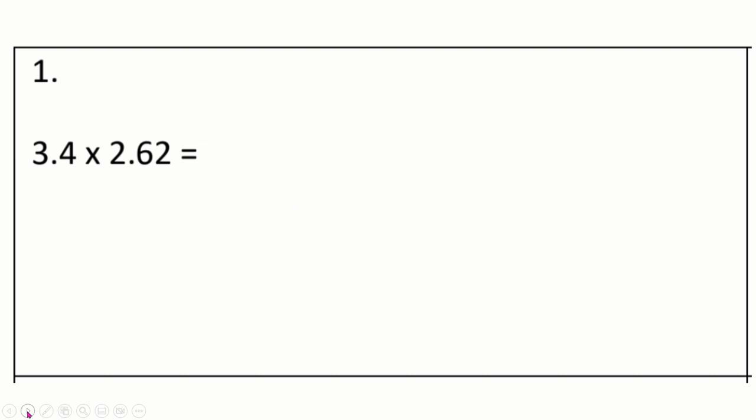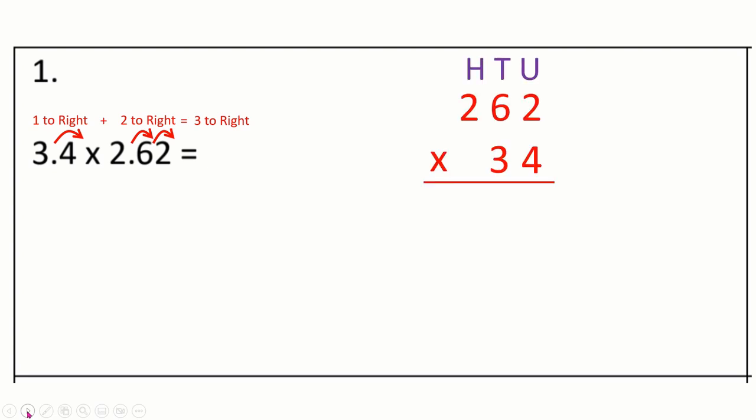Multiplying decimals when you have 3 decimal places. So here we've got 3.4 multiplied by 2.62. So let's turn 3.4 into a whole number. So that's 1 to the right. And let's turn 2.62 into a whole number. That's 2 to the right. That is 3 to the right in total. So we've made our calculation 1,000 times bigger. So it now looks like 262 multiplied by 34. So we're going to calculate the answer to this in the normal way, but because we've made our sum 1,000 times bigger, when we get to the end, we've got to make our answer 1,000 times smaller. So we're just going to move 3 places over to the left at the end.